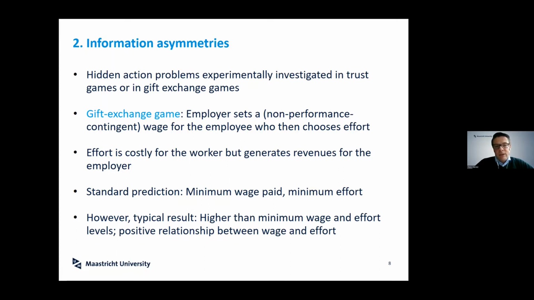And the standard prediction is that since effort is costly, the incentive of the agent is to provide the minimum effort. And anticipating this, the employer will choose the minimum wage that is possible to be paid to the employee. However, a typical result in this literature is that higher than minimum wages and higher than minimum effort levels are achieved. And we find a positive relationship between the wage that is paid and the effort that is chosen by the employee, which is then efficiency enhancing. And this is the gift exchange effect that is observed in this literature.